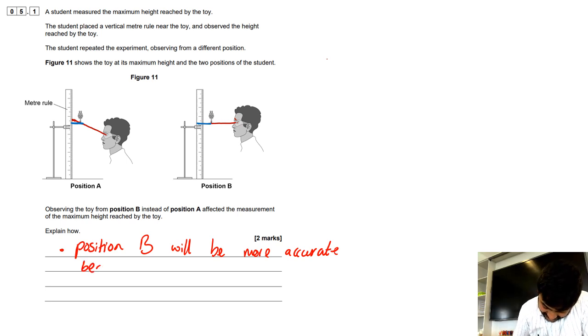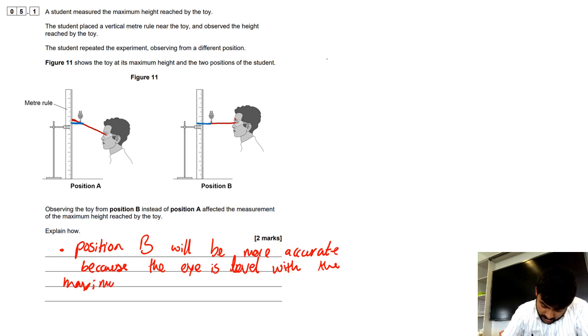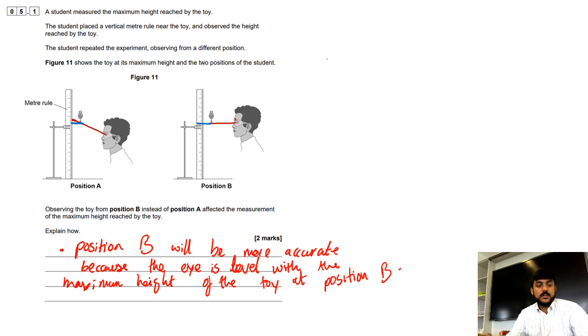Explain. Because the eye is level with the maximum height of the toy at position B. Awesome. That's it. Whereas here, what's this error called? It's called a parallax error.